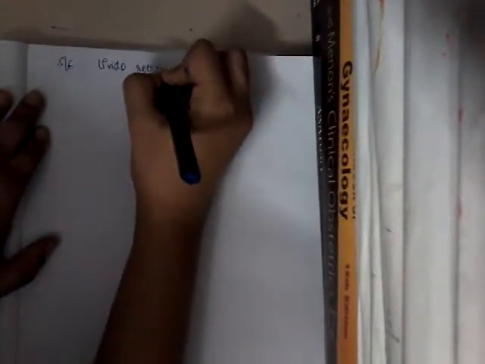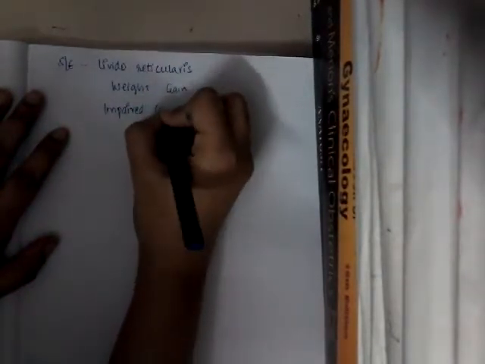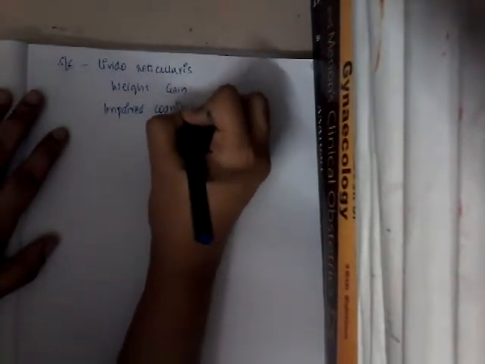But what are the side effects of amantadine? The side effects include livedo reticularis, weight gain, and impaired cognitive function. Right? So these are the side effects.